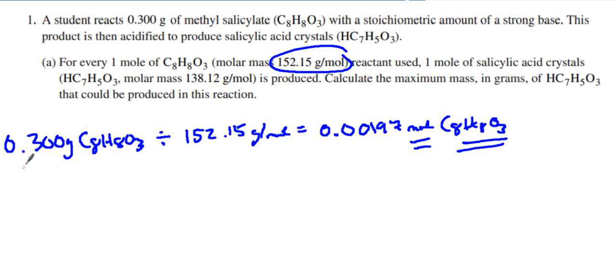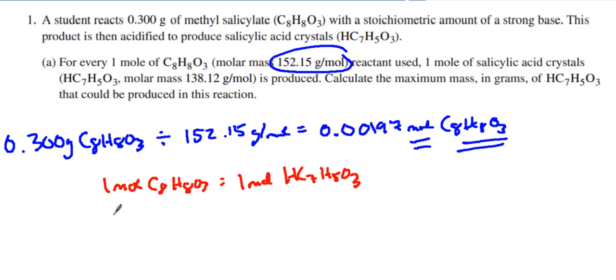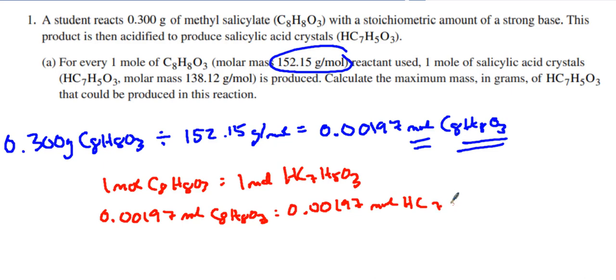along any stoichiometry problem. Now, if you can see, they gave us a molar ratio in here. They said for every 1 mole of C8H8O3, we produce 1 mole of the salicylic acid crystals, that HC7H5O3, which means if we have 0.00197 moles of C8H8O3, that means we will produce 0.00197 moles of the HC7H5O3, and that's your little molar ratio part. That helps you go into the product there.